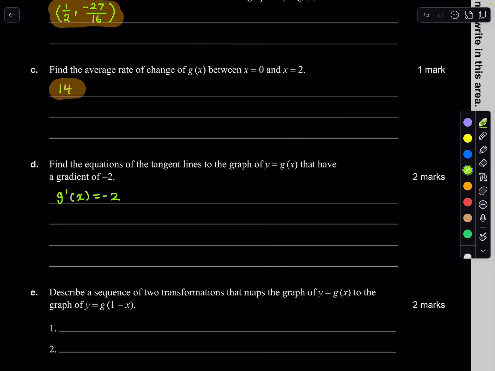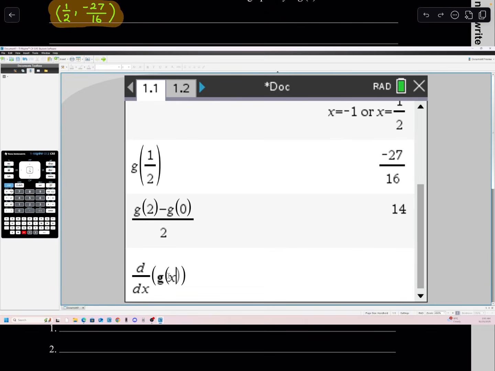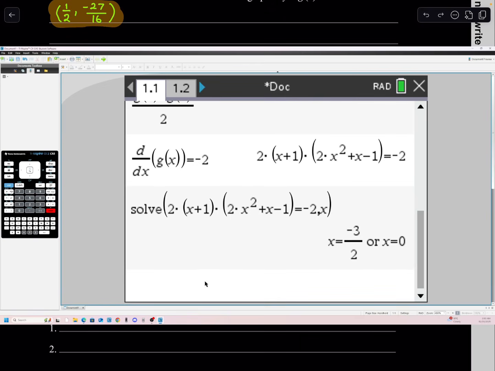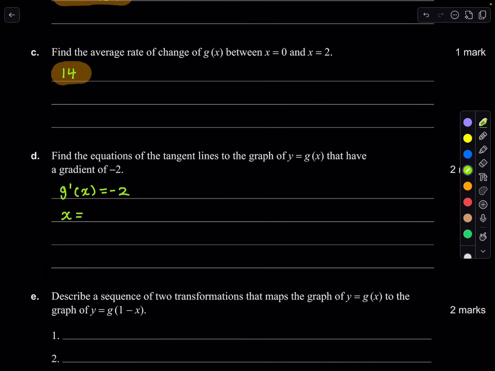What we can do is go on our CAS and actually solve this equation for our x values, which x values have a gradient of negative 2, and we can easily find the equations of the tangents from that. So let's go to our CAS. We will derive g of x and equate it to negative 2, and solve for x. So these are our x values where the gradient is negative 2. So x equals negative 3 over 2, and x equals 0.